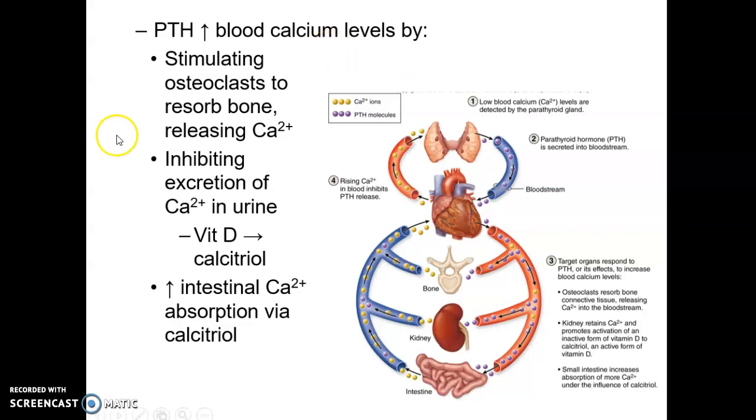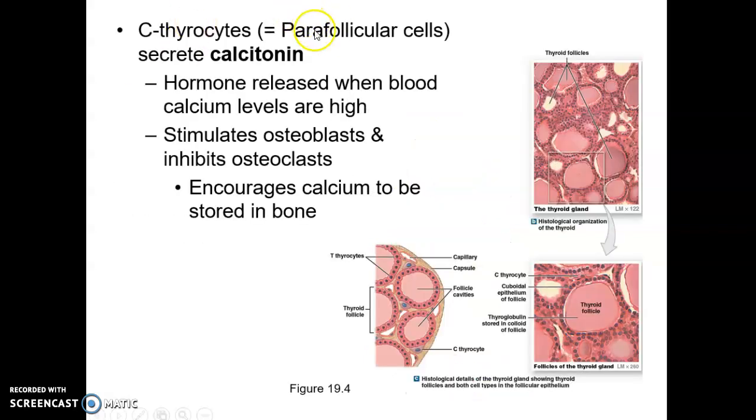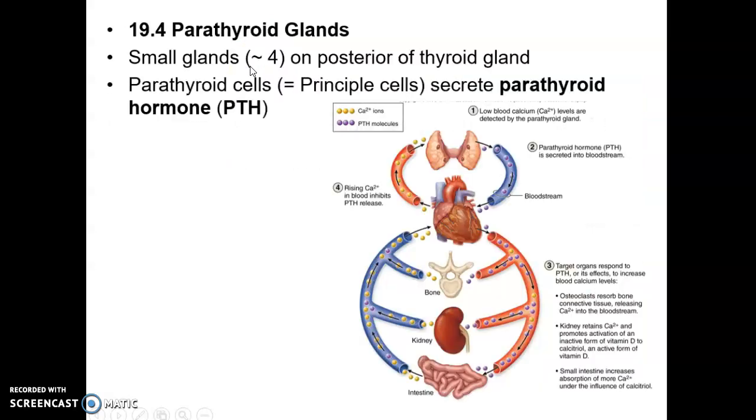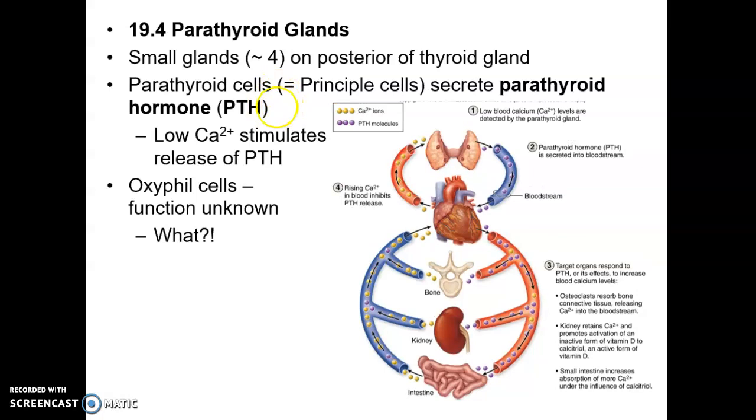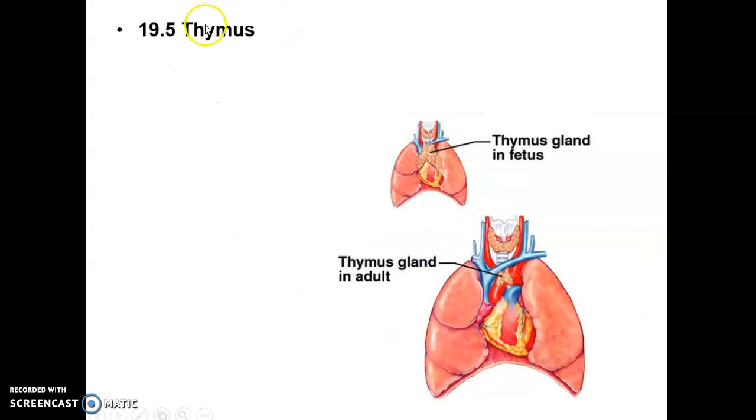Okay? So notice the parathyroid hormone works in the opposite fashion as calcitonin. Calcitonin is secreted when you have too much calcium in the bloodstream. Parathyroid hormone is secreted when you have too little blood calcium. Too little calcium in the blood, calcium ion in the blood. All right? Okay, next one, the thymus.